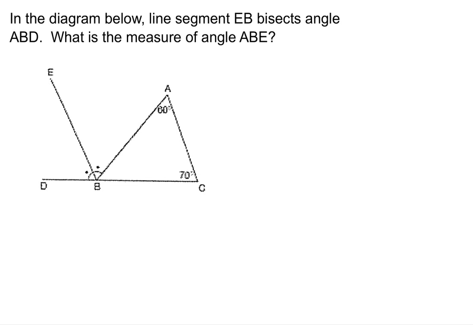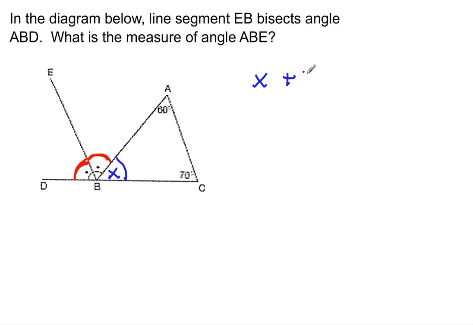In the diagram below, line segment EB bisects angle ABG. What is the measure of that angle ABE? So let's mark that angle ABE right here. What is significant about this is that the bisector splits that obtuse angle into two equal parts. If I can find this angle, let's call it x, then I will be able to find the angles marked in red. So how do you find x?